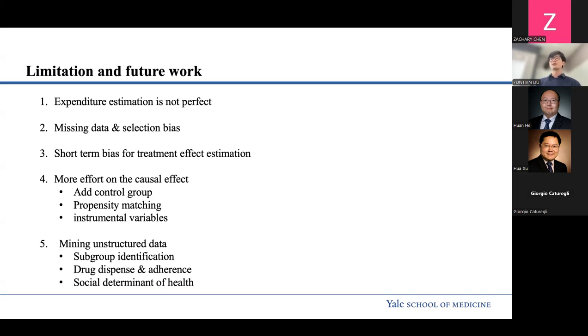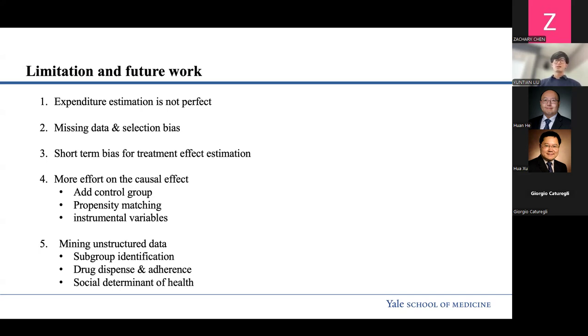Because first, the expenditures estimation is not perfect. Right now we're just using the Medicare data, which is up to 2019. But once we have the MarketScan data, we would have more reliable estimates of expenditure per diagnosis code, and that would provide us more robust estimates.